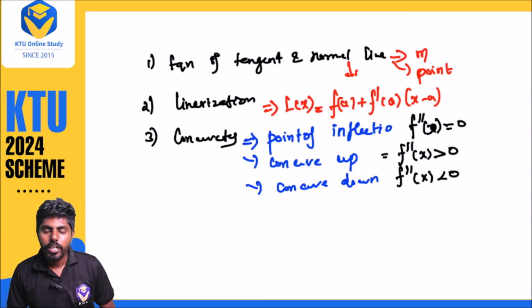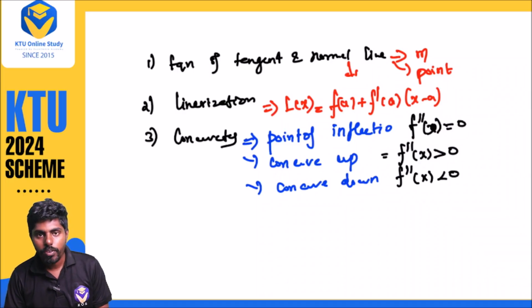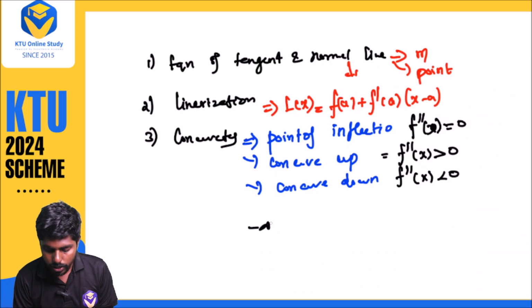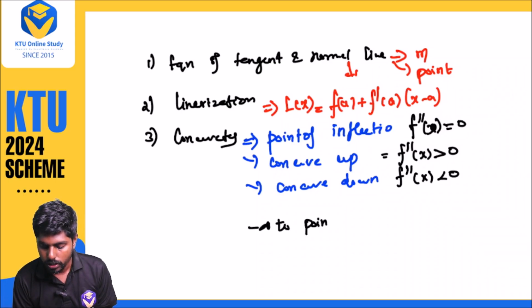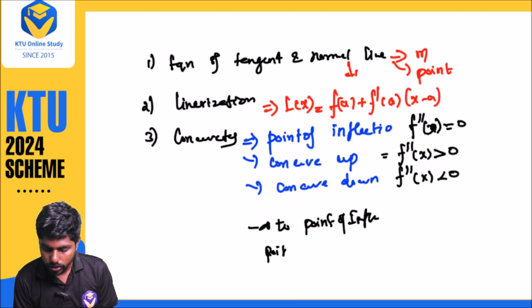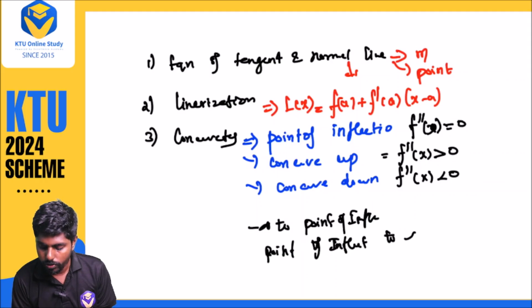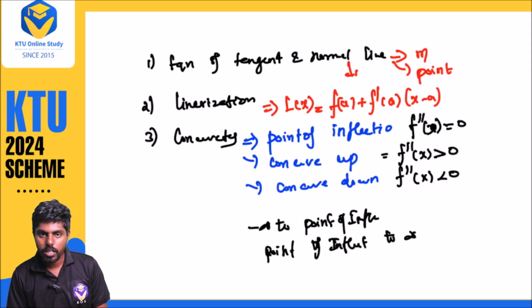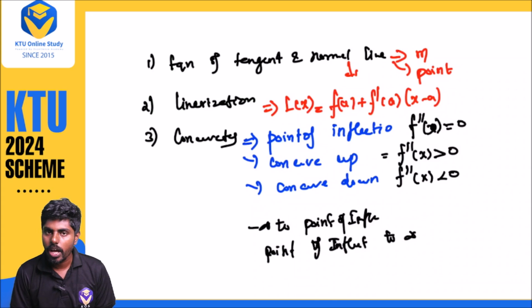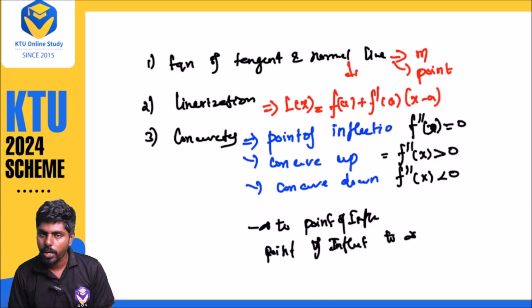If you take any value in between the intervals, that is minus infinity to the point of inflection, and point of inflection to infinity, you will be able to identify which are concave up and which are concave down. This is the concept, this is the procedure.